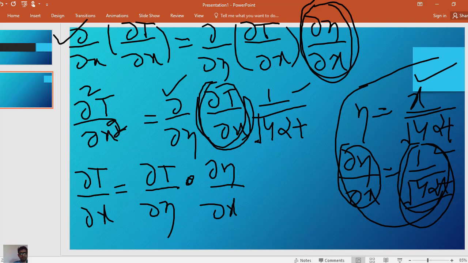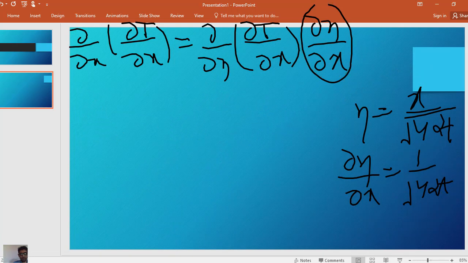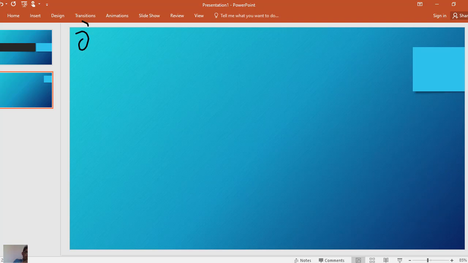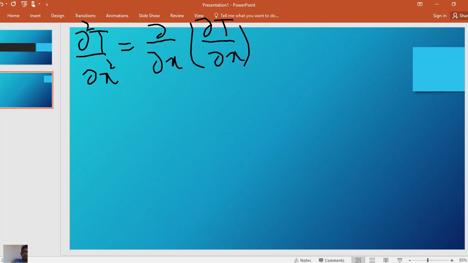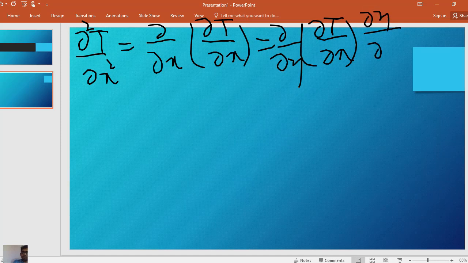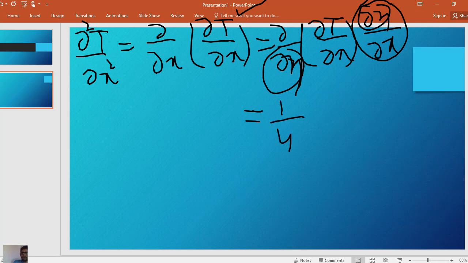So let's see. ∂²T/∂x² is equal to ∂/∂x of ∂T/∂x, and again it can be written as ∂/∂η of ∂T/∂η times ∂η/∂x, times ∂η/∂x. So this cancels with this, and we get this number again. The answer of this number was 1 over √(4αt).